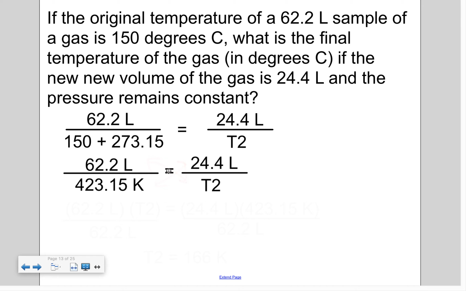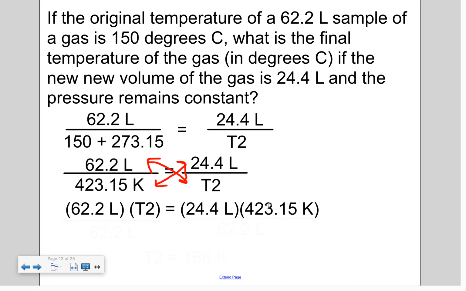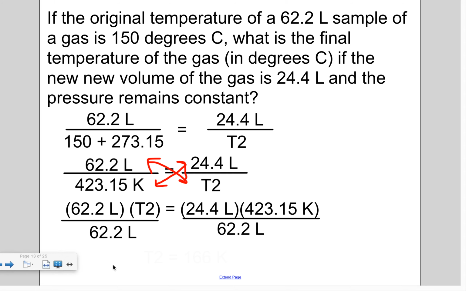Now to get T2, to get rid of the fractions, I always cross multiply. So 62.2 times T2 equals 423.15 times 24.4, right? So now to solve for T2, you divide both sides by 62.2. So you multiply and divide, and your answer should roughly be 166 Kelvin.